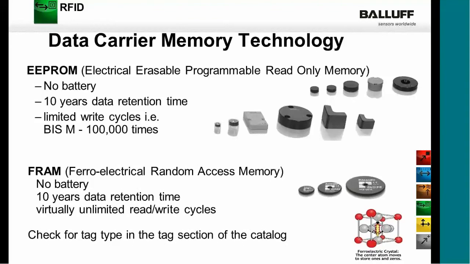That's our BIS M. Then we have the ferroelectric random access memory, referred to as FRAM. It's very similar, with no battery like the above. The retention of the data is the same, 10 years, but here you have an unlimited number of read-write cycles to the same memory area of the RFID tag. So it's important to check the type of tag that you require for your application.